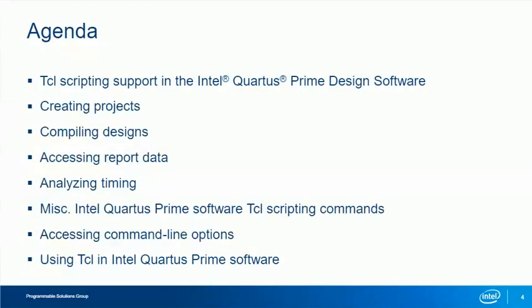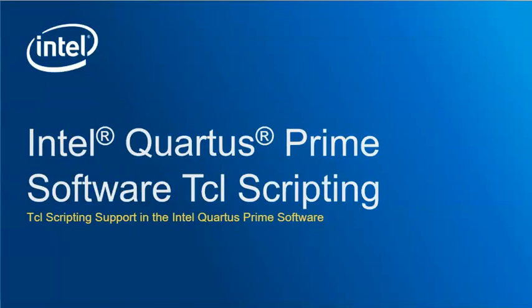This is the agenda for today's presentation. First, I'll talk about Tcl scripting support in the Intel Quartus Prime software. Then I'll go over four common uses for Tcl scripting in the Intel Quartus Prime software: creating projects, compiling them, accessing report data, and analyzing timing. Then we'll move on to miscellaneous useful Intel Quartus Prime software Tcl scripting commands, followed by accessing command line options, and lastly, we'll talk about using Tcl with the Intel Quartus Prime software. Let's start with general Tcl scripting support in the Intel Quartus Prime software.